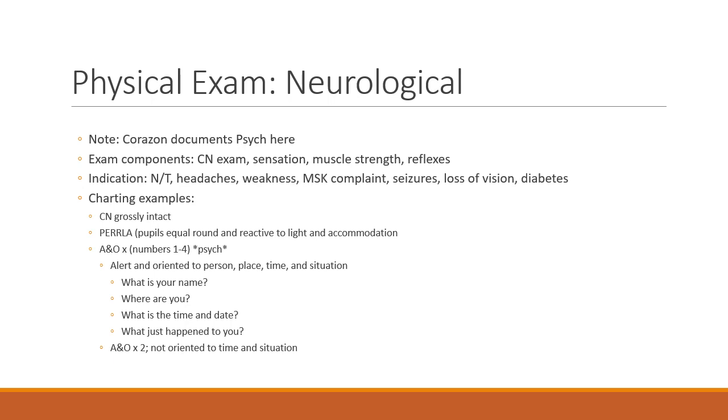So if they're ×1, they're oriented to person. If they're ×2, they're oriented to person and place. If they're ×3, they're oriented to person, place, and time. And if they're oriented to 4, they're oriented to person, place, time, and situation. So for example, I have down here A and O ×2, not oriented to time and situation. So that's how you would document that.